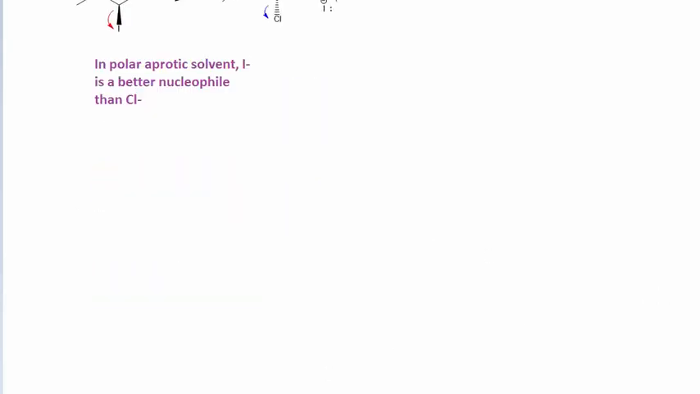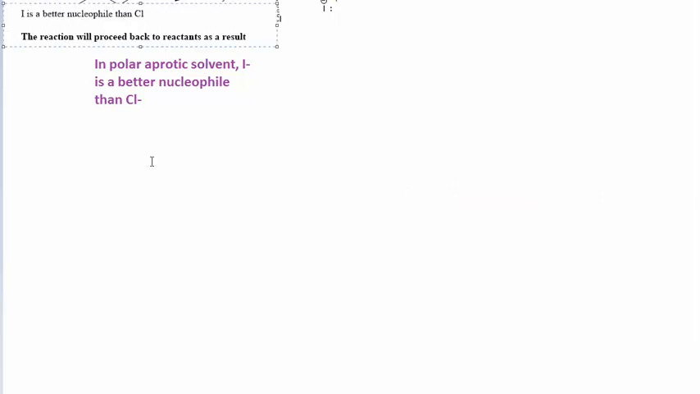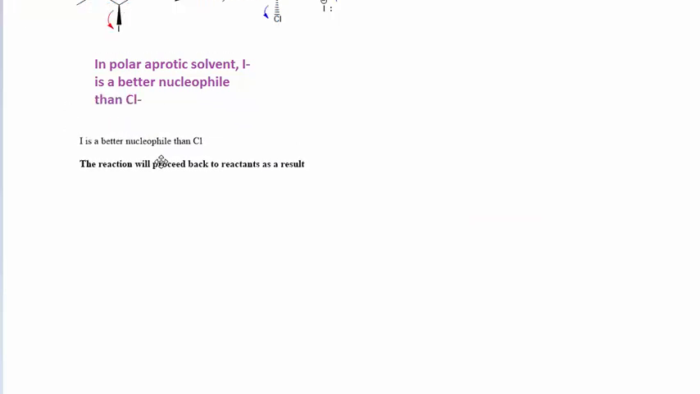So what that means is that the equilibrium will be fairly pushed in this direction, because every time I- comes off, it'll immediately get back on. In most cases, it'll actually beat the Cl-. So again, in this case, I- is a better nucleophile than Cl-, so the reaction will be stuck at reactants. It won't actually go to products. Well, sort of.